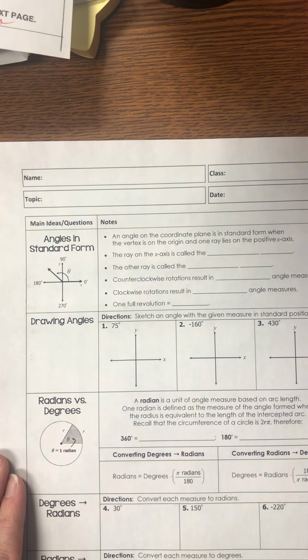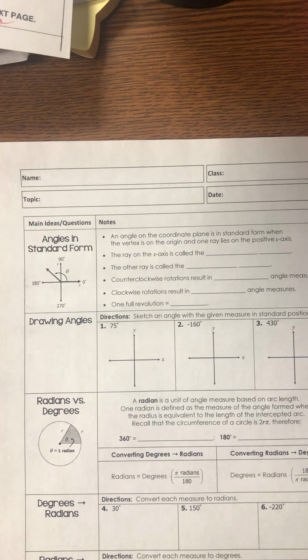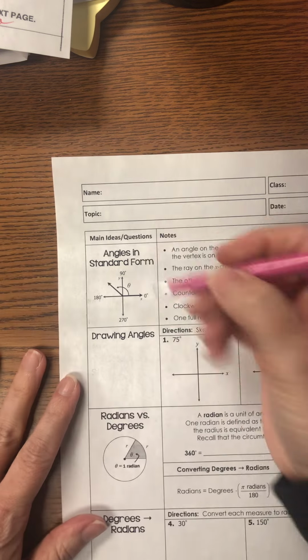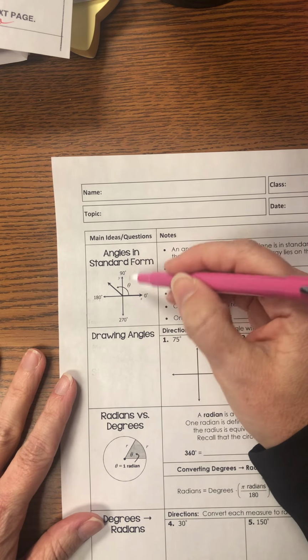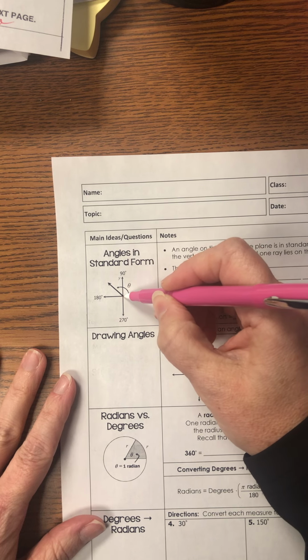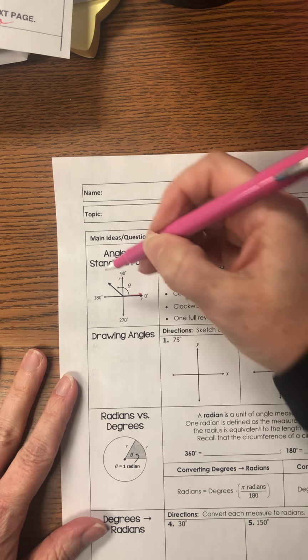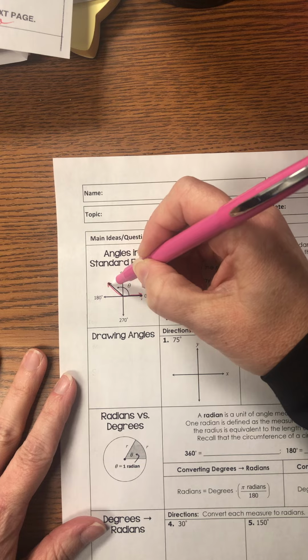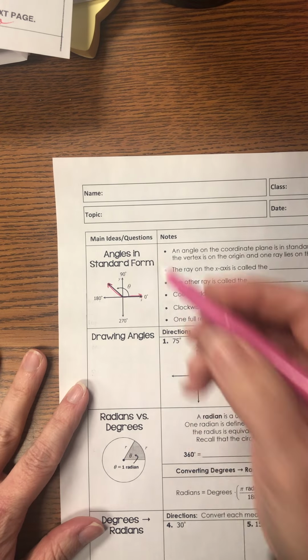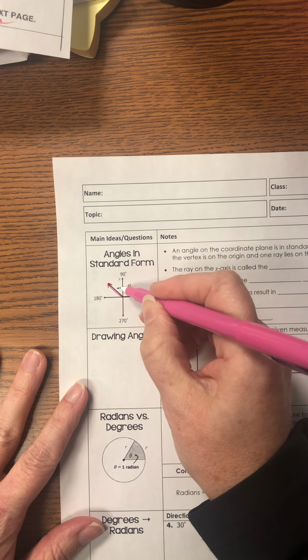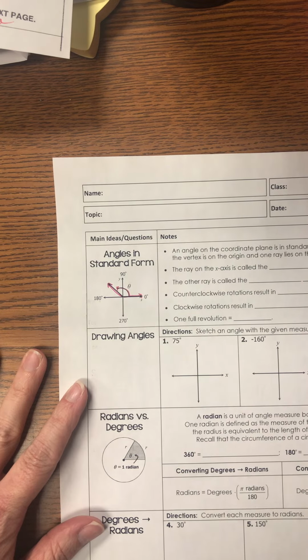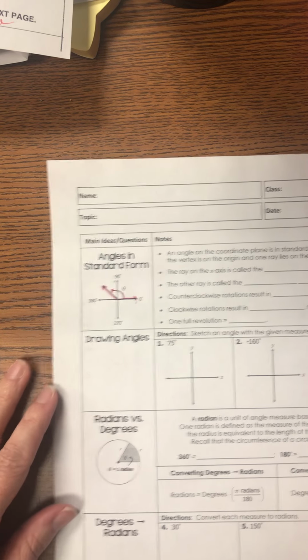Alright, so let's look at our angles. So let's fill in our notes. If you'll notice right here, we have an angle, theta, and we have one side on the positive x-axis and the other side is over here in the second quadrant. Okay, and the angle is actually being measured in a counterclockwise direction. So that's going to be very important in just a moment.